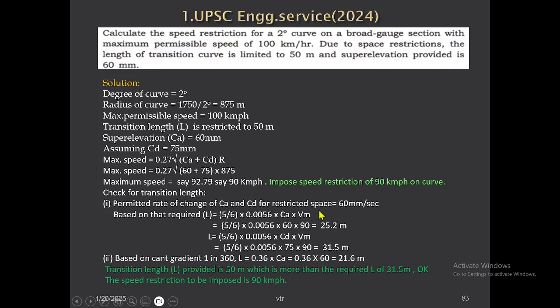So actually the requirement is less than the permissible limit of length of transition, and it's okay, no problem. So you can provide 50 meter transition. At the same time, for the superelevation 60 mm, we can run the train at a speed of 90 kmph on curve. This is something about it.